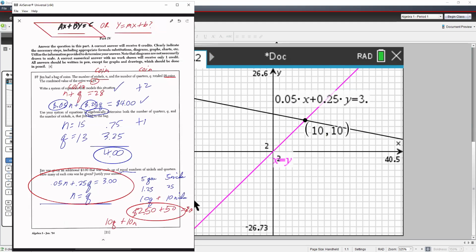And if you get this answer, this is 2 points. Even if you do it this way, as long as you show your work, you're going to get 2 points. If you do it algebraically or graphically, that definitely works.